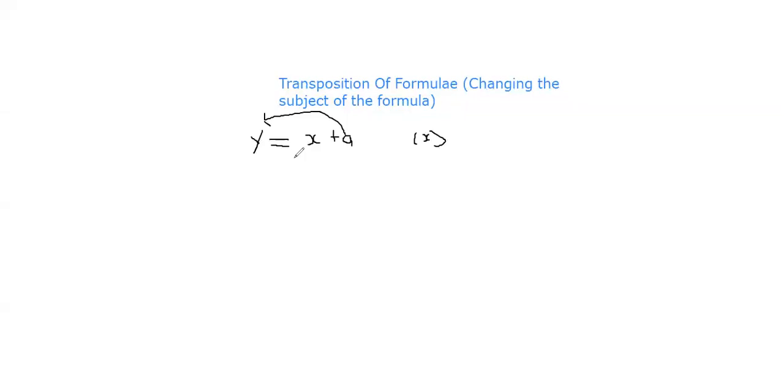Here we notice that this A is added, the positive A in X plus A. So when we take over this A, it will no longer add, it will subtract. So this is the first thing: when we take over something that is adding over the equal sign, it subtracts. And the same thing happens when it is subtracting: we take it over, it adds.